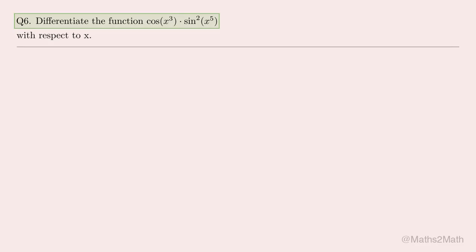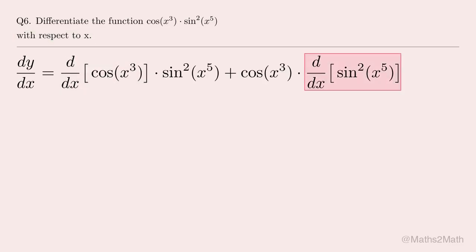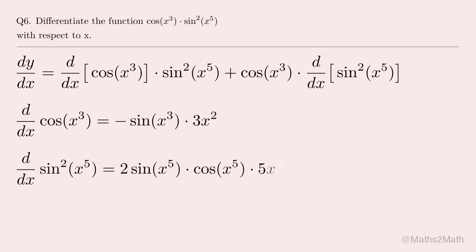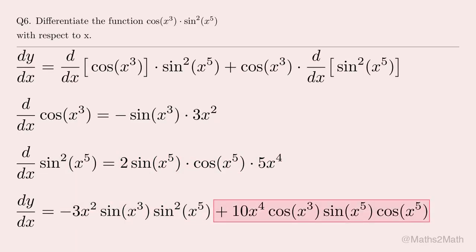Question 6. A product, cosine of x cubed times the square of sine of x to the 5th. Product rule first, then the chain rule on each factor. Product rule with the 2 factors named. First factor, minus sine of x cubed times 3x squared. Second factor, 2 layers, the square and the sine, then the power x to the 5. Assemble both pieces.